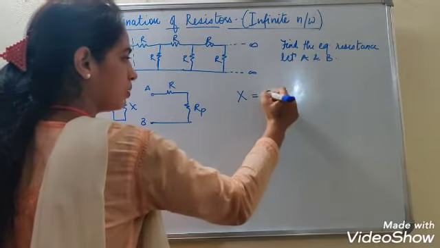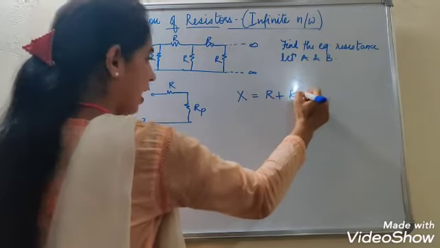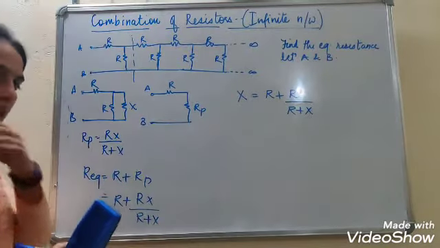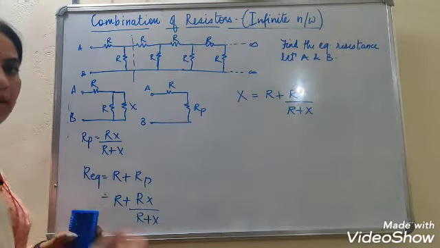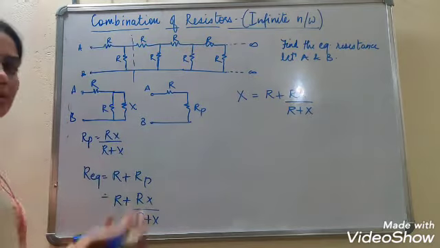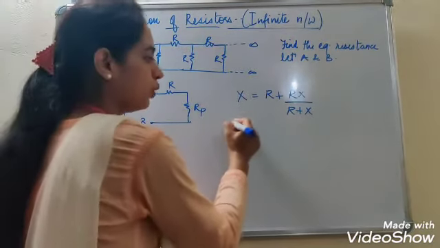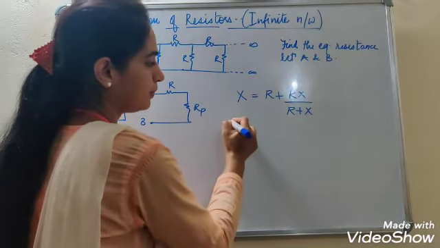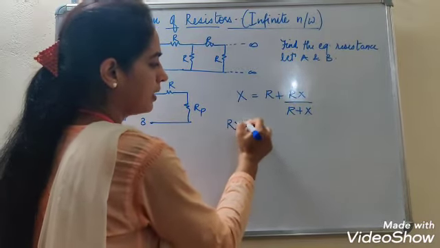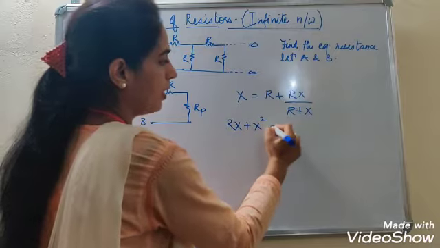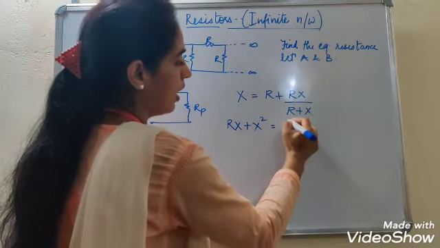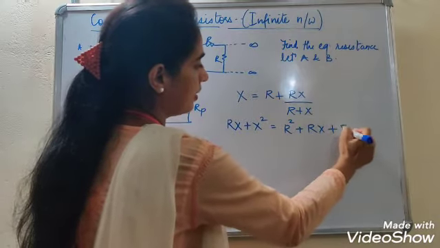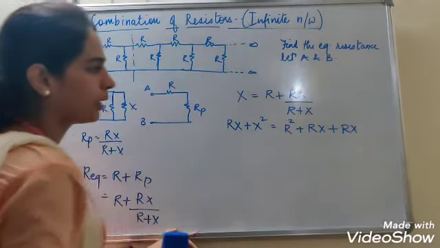That means X is equal to R plus RX upon R plus X. Now solve this and you will get the value of X. X is what? Equivalent resistance between A and B. So cross multiplying, you get RX plus X square is equal to R square plus RX plus RX. Okay?